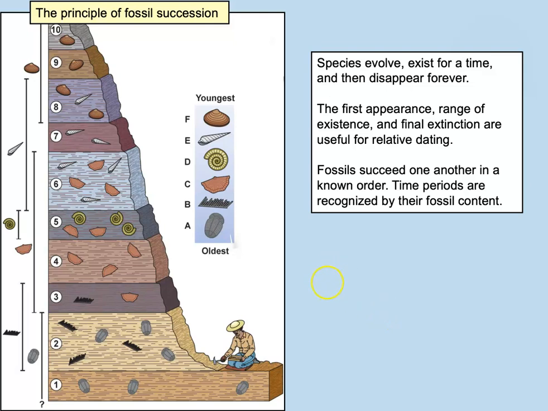If we happen to know the age constraints on a fossil, let's say fossil D was around only between 200 and 190 million years ago, and we find it in a rock, well then we know that that rock unit is between 190 and 200 million years old. The successive change of the fossils as time goes on is where the concept of fossil succession comes from.